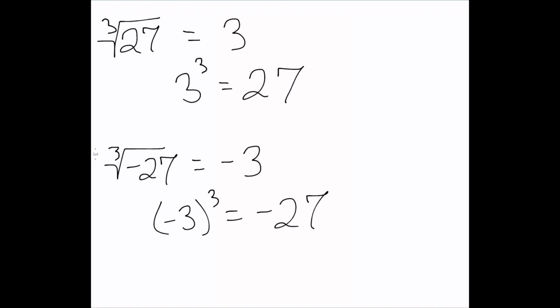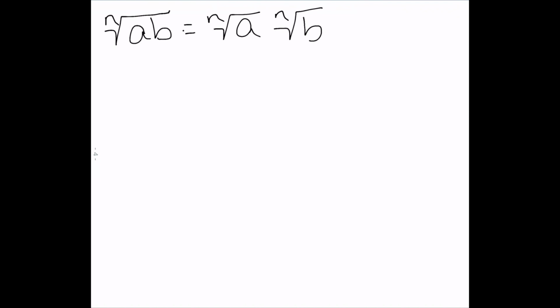So now that we have a little bit of this, let's look at some properties of these radicals. Our first property looks at products. If I want to take a root of any index, any root of a product AB, it's the same thing as taking the root of each of those numbers and multiplying them. So the nth root of AB is the nth root of A times the nth root of B.